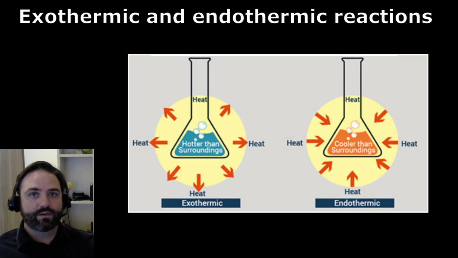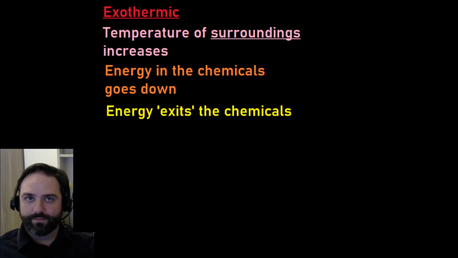One thing students often get confused about is that what you are measuring is the temperature and the energy contained within the surroundings, not within the chemicals themselves. Because when an exothermic reaction takes place and energy is released from the chemicals, it makes the temperature go up. So the amount of energy that is inside the chemical goes down. So I'll just repeat that. In an exothermic reaction, the energy contained in the chemicals goes down because it is released to the surroundings as heat.